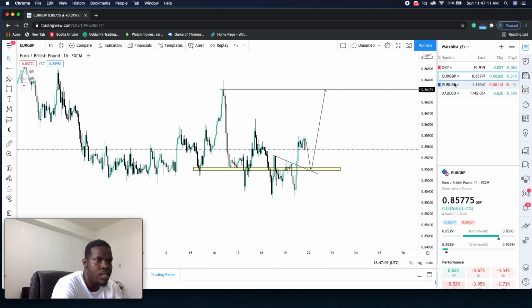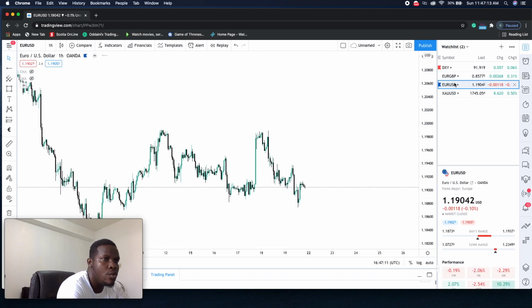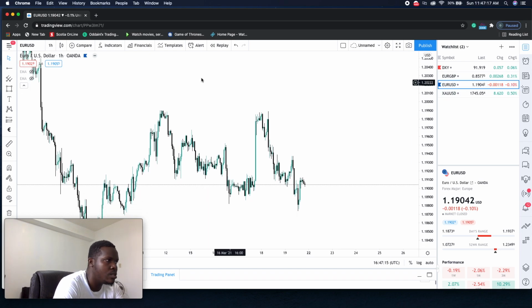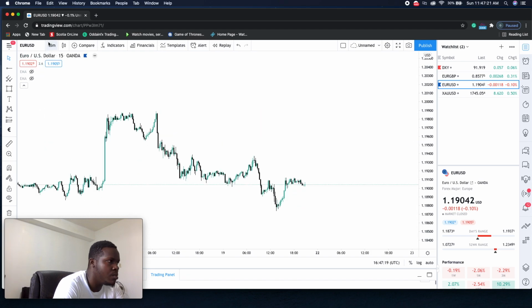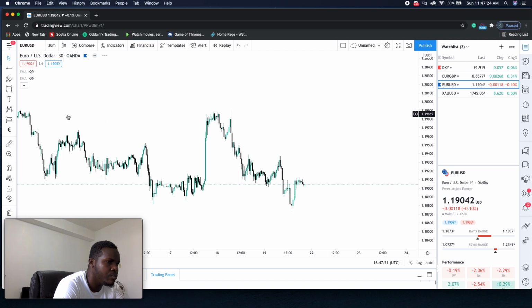So the second one that I'm looking at is Euro USD. And for Euro USD, it's pretty simple. Let me zoom in. So I'm pretty much looking to trade this from the 30 minutes time frame. So if you guys look carefully, we can see that we have a nice level here, stretching right across. So this is a strong support level.